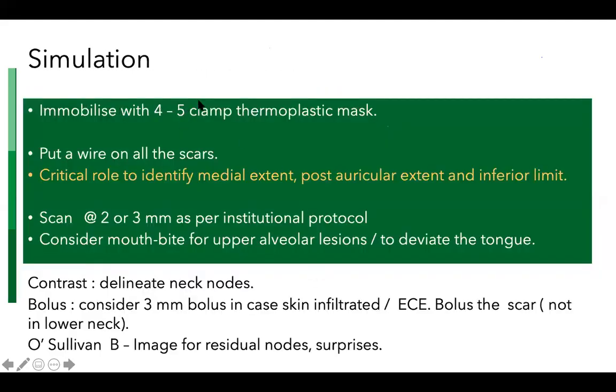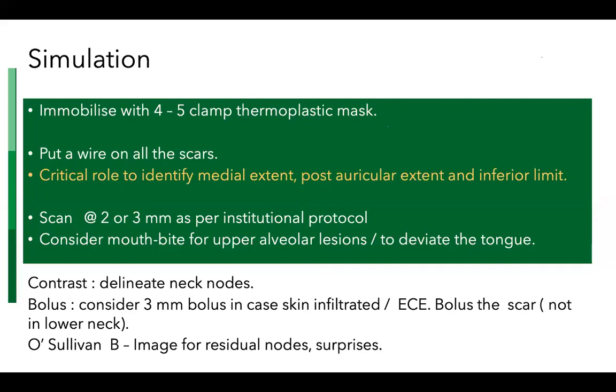Ideally we should immobilize with a 5-clamp thermoplastic mask because there is the least amount of play within the mask, but a 4-clamp mask made nicely is also okay. It's very important to put a wire on the scars. The wires are critical to identify the medial extent, the posterior auricular extent, and the inferior limit of the scar. You may choose to bolus the scar also because this is one of the areas where there is a chance of failure.